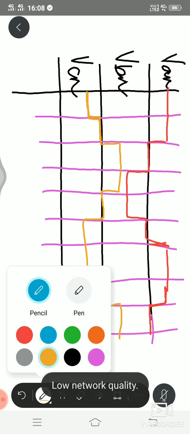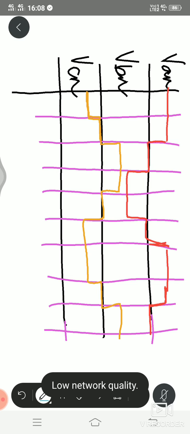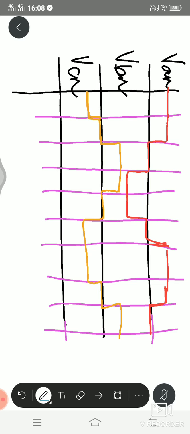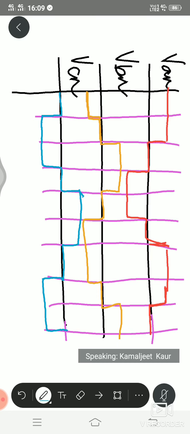Then the blue phase, that is VCN. So VCN is equal to 0 for the first case, equation number 2. And for the second case, it was minus Vs by 2. So this way, the phase voltages can be drawn: the red phase, yellow phase and the blue phase. Now next we will have to draw the line voltages.